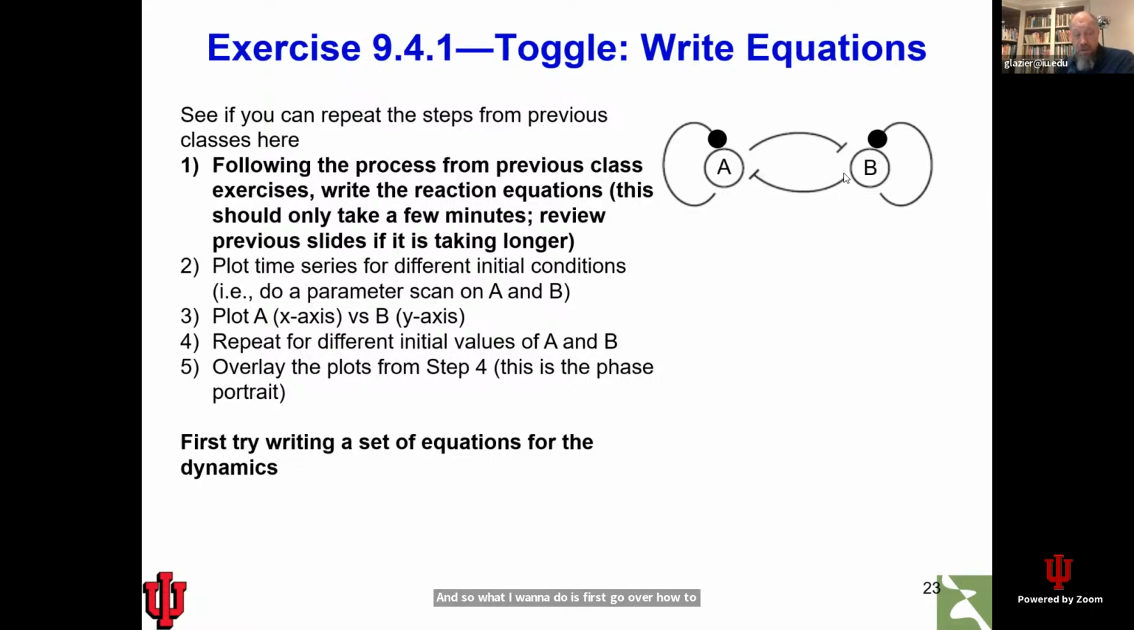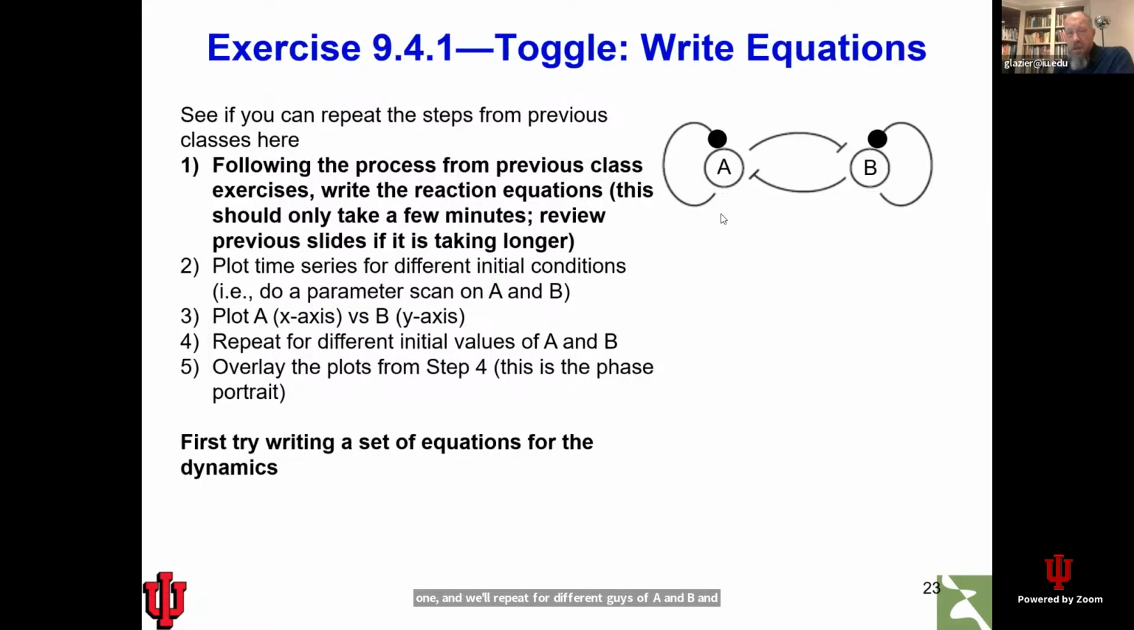And so what I want to do is first go over how to go from the diagram to the differential equations. And then we'll plot a time series for this, for just one set of parameters and initial values. And then we can plot A versus B. That's actually a rather interesting one to do in this one. And we'll repeat for different values of A and B and overlay it to make a phase portrait.